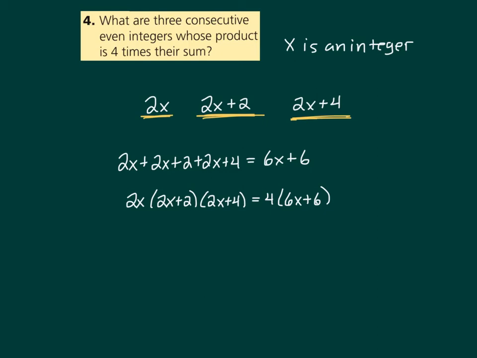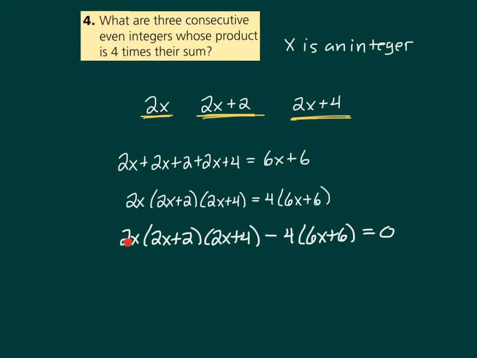Yeah. So what we can do, we can say 2x times 2x plus 2 times 2x plus 4 minus 4 times 6x plus 6 equals 0. You can plug this in the calculator just like that. When you plug it in, you're going to find that x could be 1, x could be -1, or x could be -3.